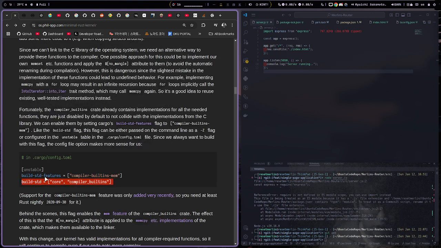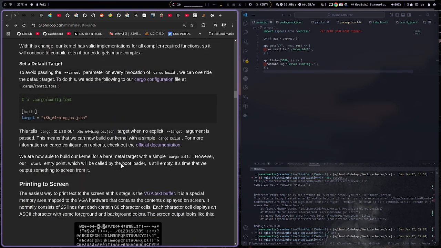This part was really hard to understand when I first encountered this code. It just lets you use the built-in function, compiler built-in mem. So if you're trying to put in this code, it lets you build it with this function. This build-std feature determines how to build it, and this build-std determines what to build.